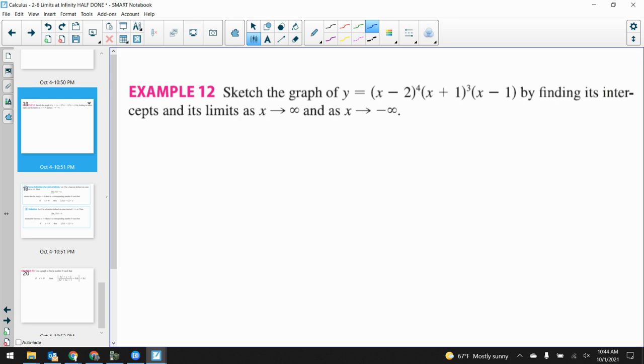Okay, 2 more examples to do. First one here. We're going to sketch this graph. We're going to sketch the graph of y.